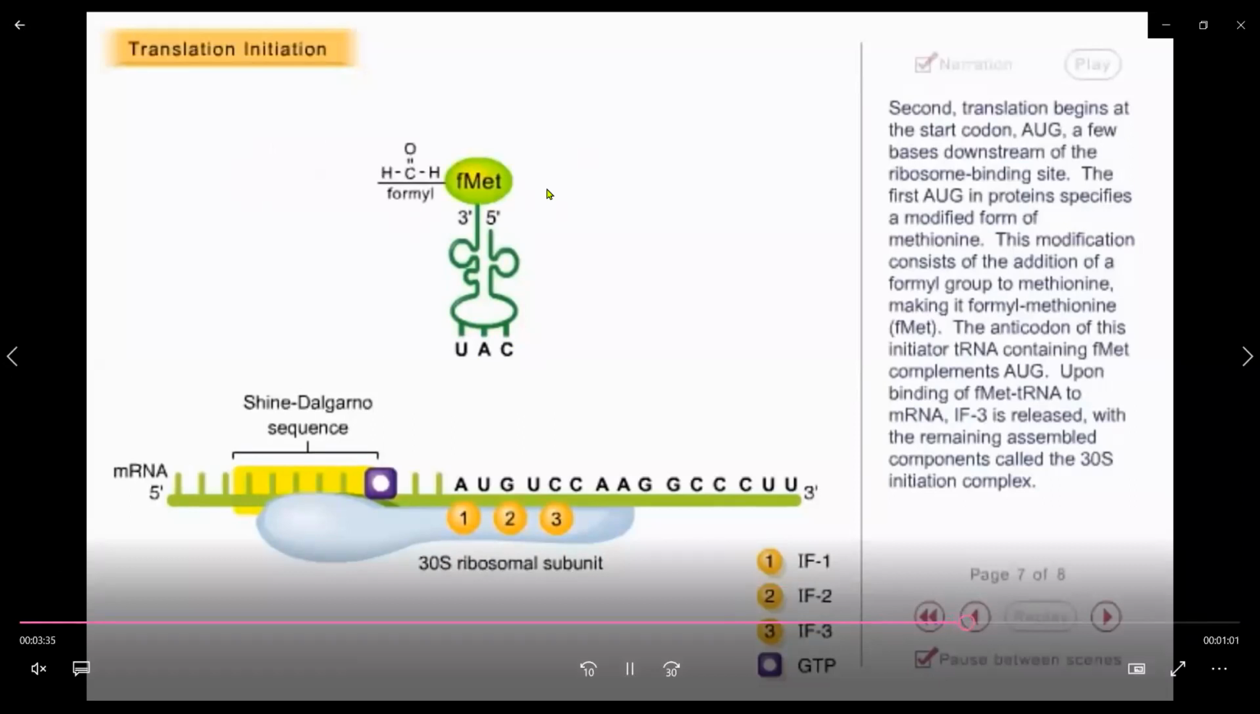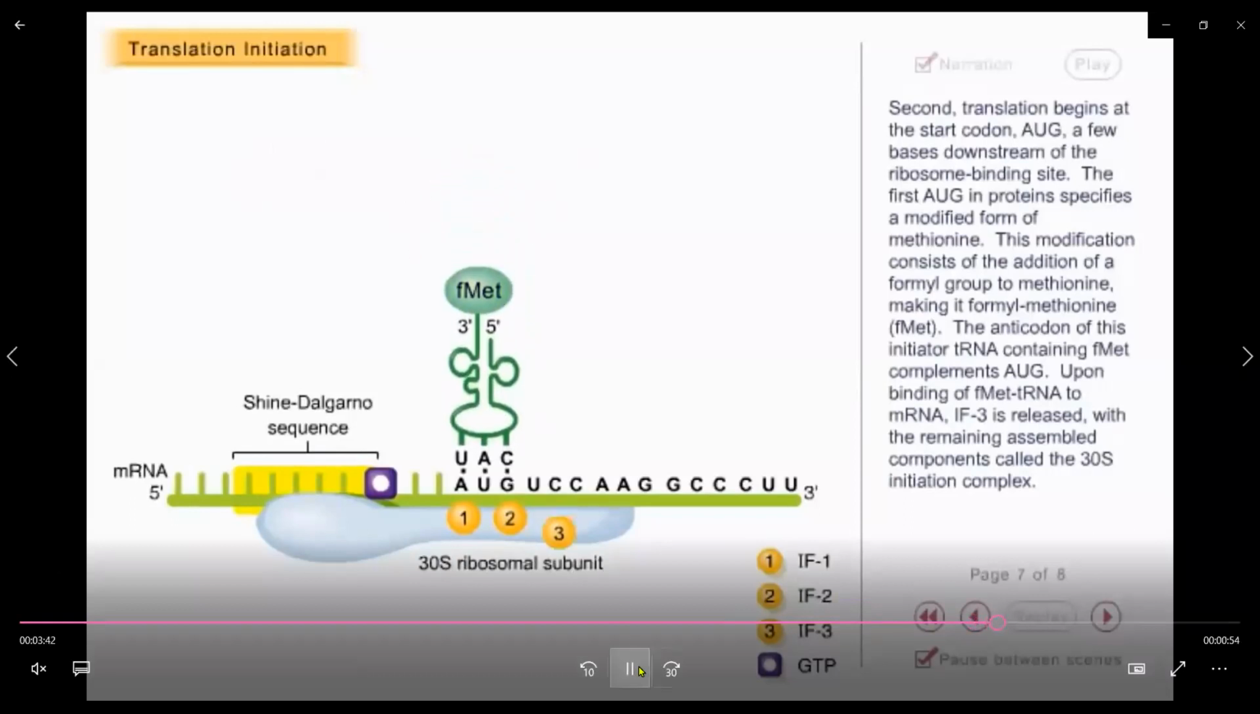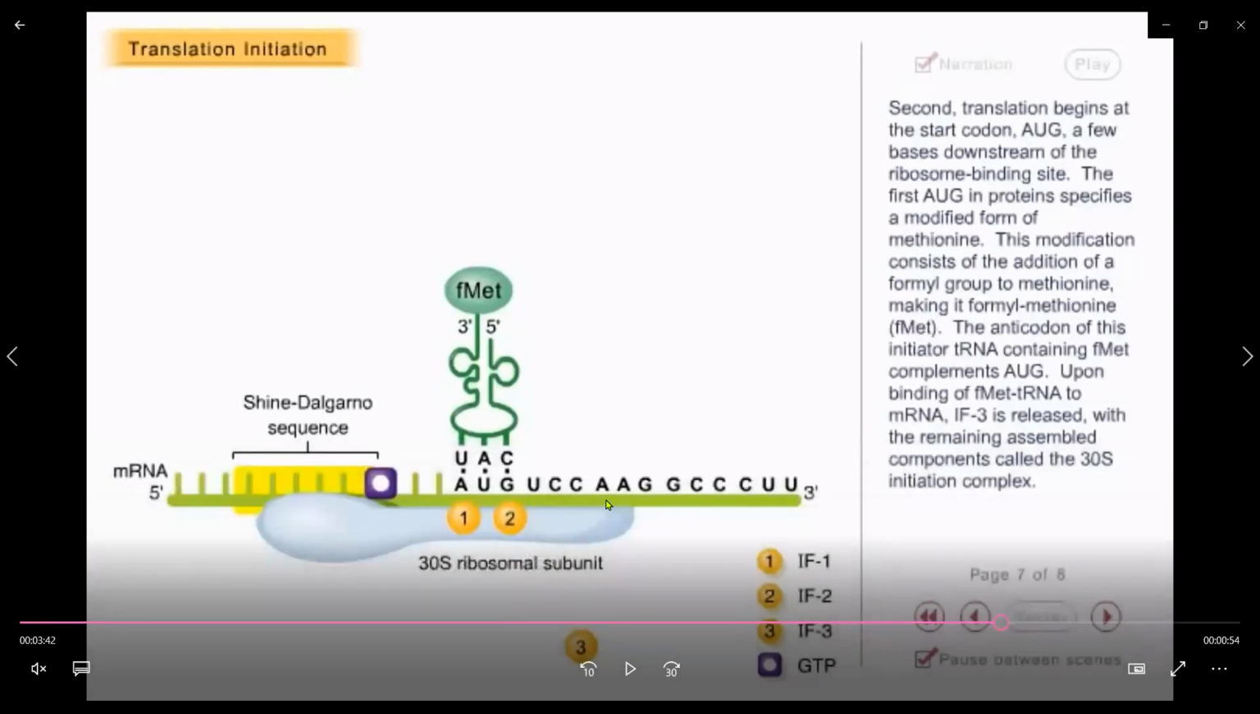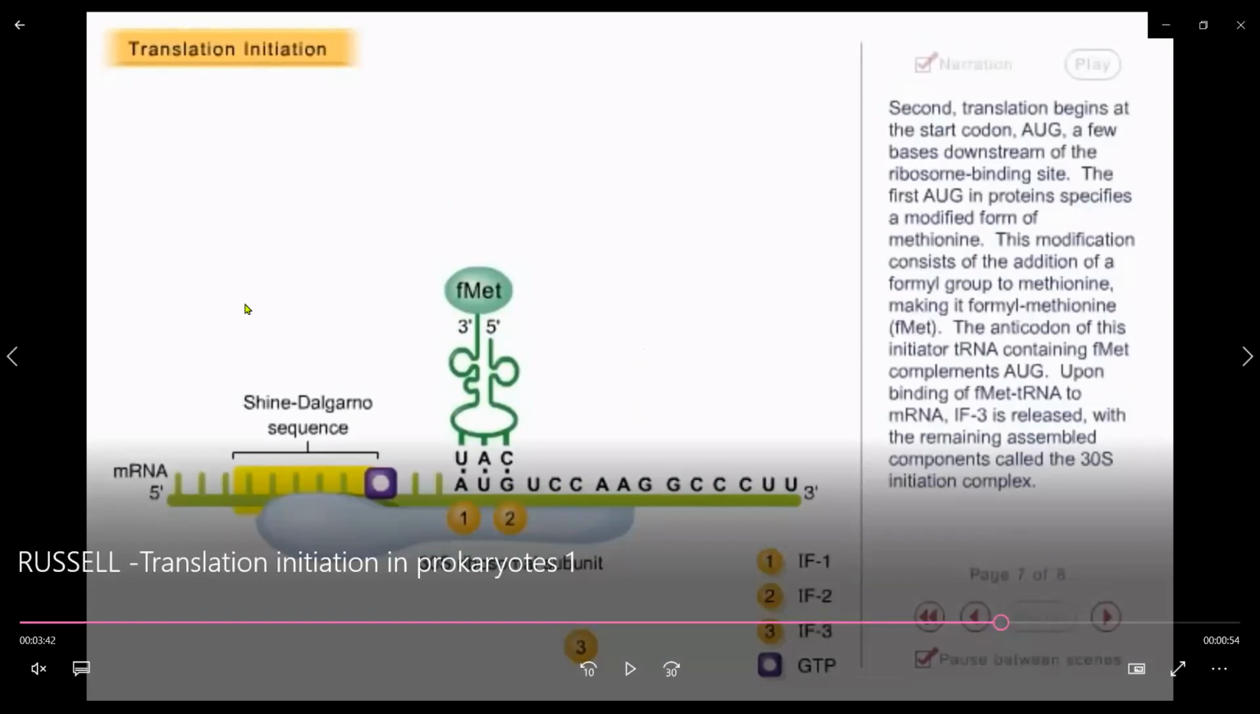And this formyl methionine is now being carried by this initiator tRNA. You can see the initiator tRNA with the formyl methionine is hydrogen bonded with the AUG codon. And the moment it binds, you saw there is one change: IF3 is released with the remaining assembled complex. This remaining complex is called the 30S initiation complex.